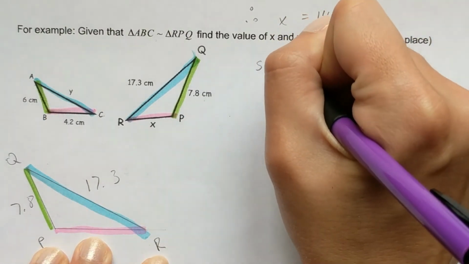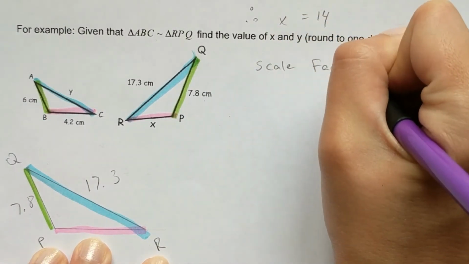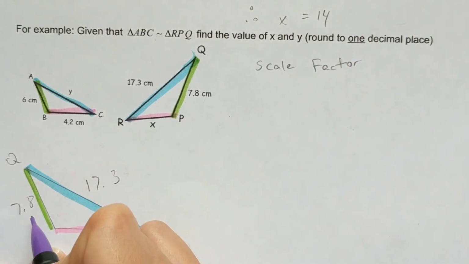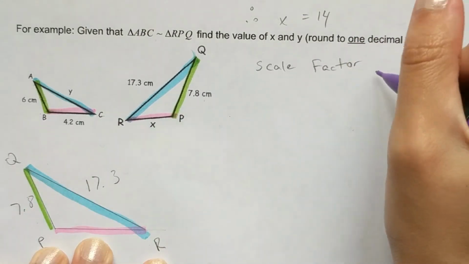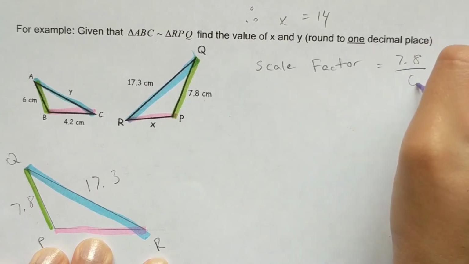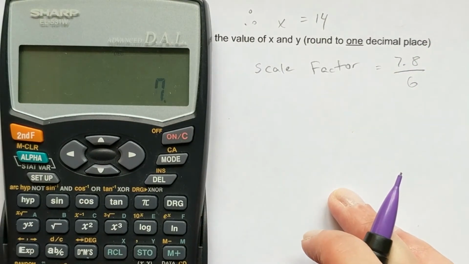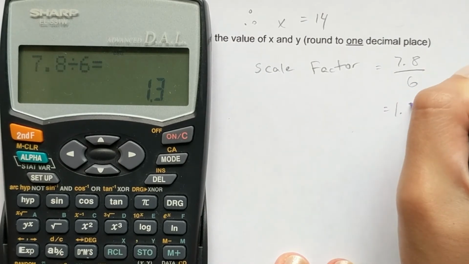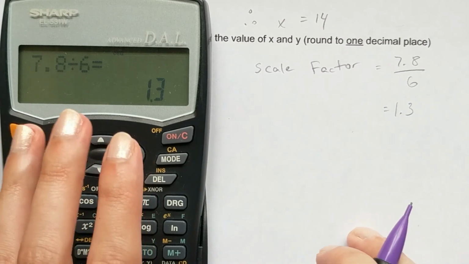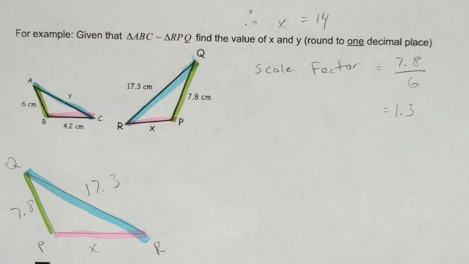So I need to say my scale factor is going to be equal to 7.8 divided by 6. I'm going to jump immediately to the calculator in order to do this one. 7.8 divided by 6 is 1.3. Nice and easy. Okay, now I need to set up my similarity statements.